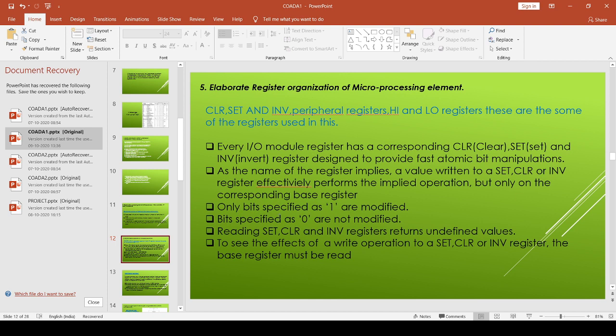Here only bits specified as 1 are modified; bits specified as zeros are not modified. Reading set, clear, and invert registers returns undefined values. To see the effect of the write operation to the set, clear, and invert registers, the base registers must be read.